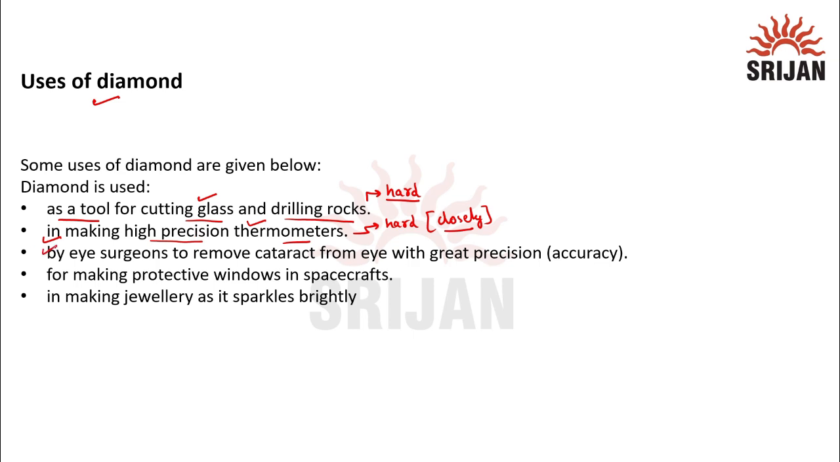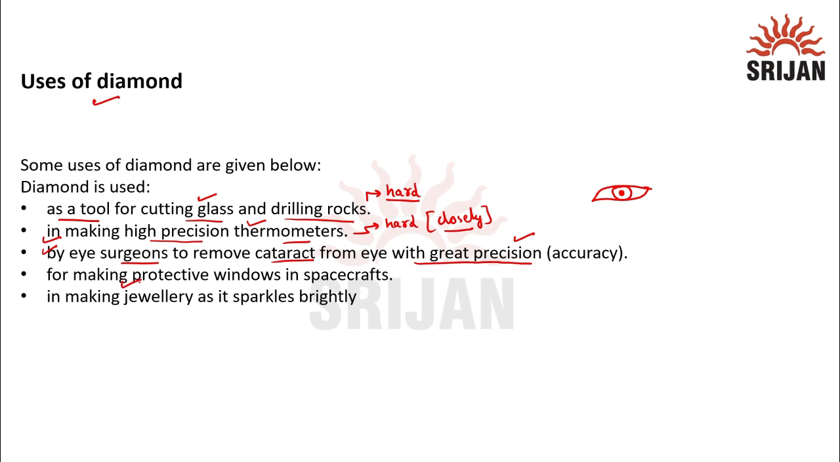Also, diamond is used by eye surgeons to remove cataract from the eye with great precision or accuracy. Basically, cataract is a condition in which, suppose this is our eye and this is our eye lens, a white covering covers the whole eye lens. That's why this condition is known as cataract, and this cataract is removed by eye surgeons using diamond cutters.